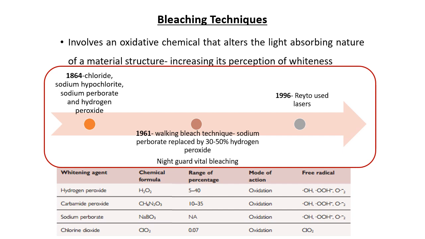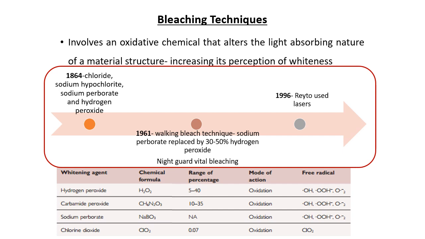The bleaching techniques. Bleaching techniques involve an oxidative chemical that alters the light absorbing nature of a material structure, increasing its perception of whiteness. Initially chloride, sodium hypochlorite, sodium perborate and hydrogen peroxide were used. As the years went by, in 1961, the walking bleach technique, that is sodium perborate, was replaced with hydrogen peroxide, which is the night guard or vital bleaching. And as the years passed by, lasers were introduced.